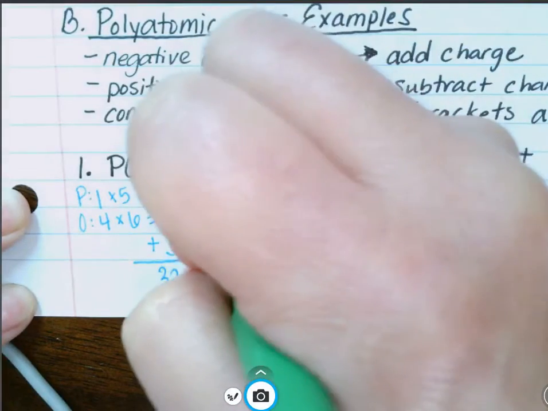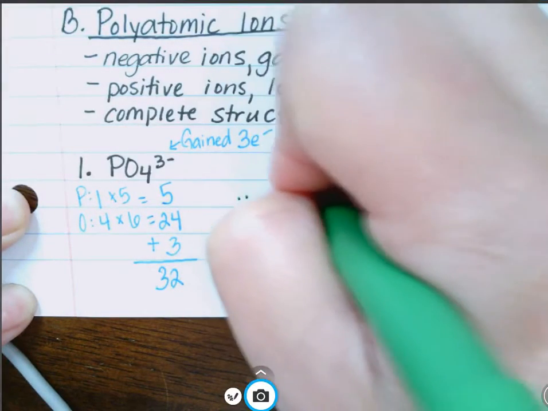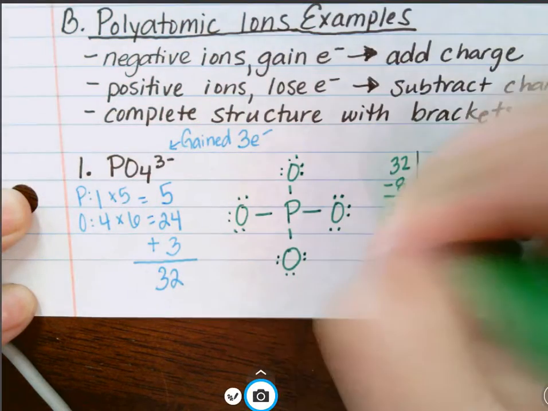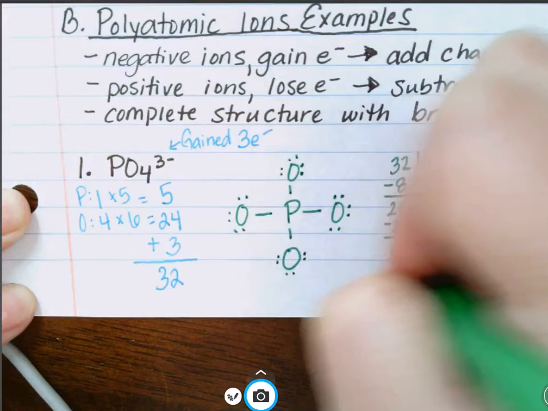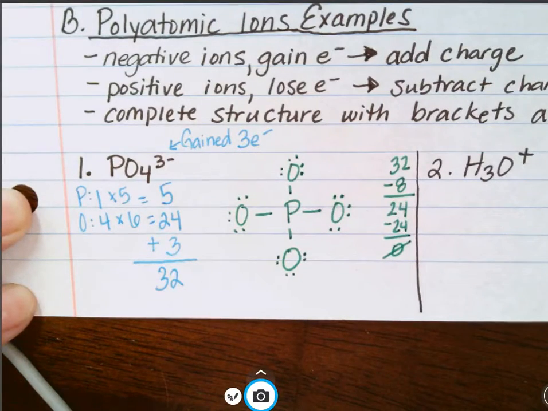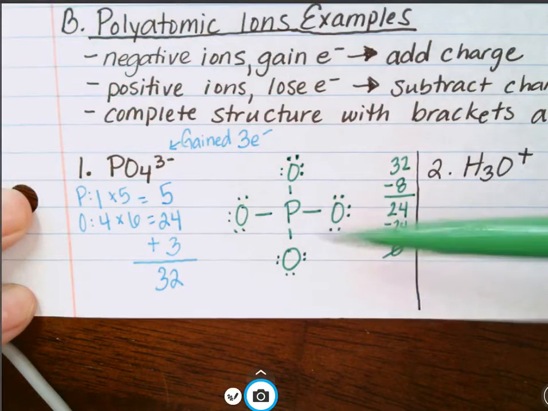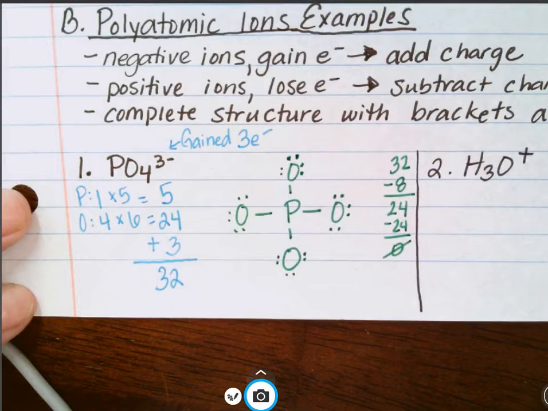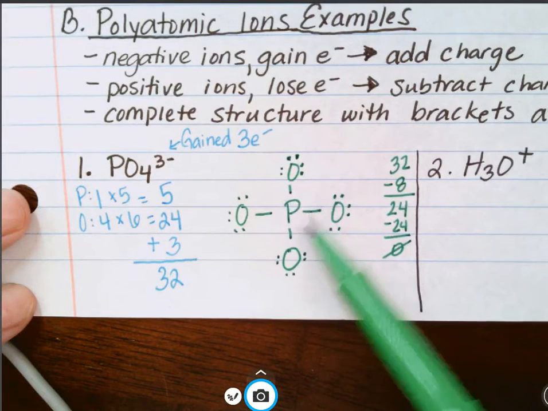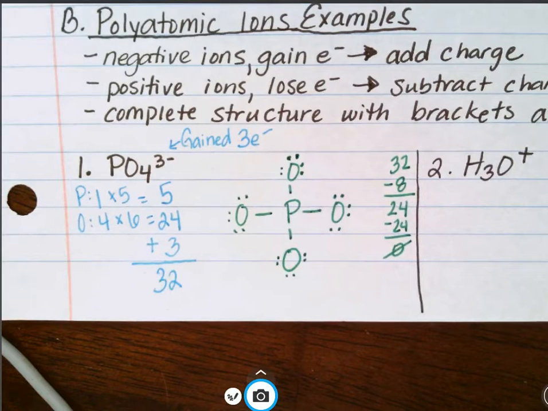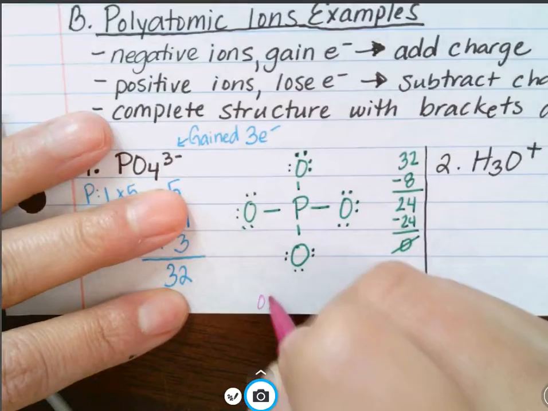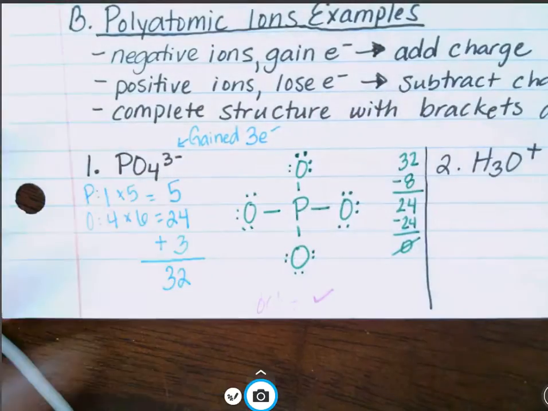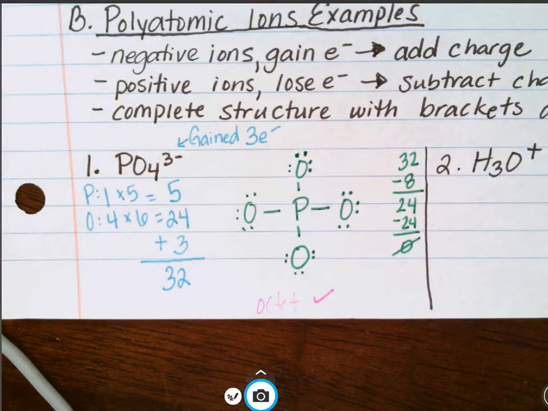Make sure you figure that out before you start doing this. And you probably want to do these in pencil, so that if you make a mistake, you can erase and not have to start over. Okay, so I have 0 left over to put on the central atom. I'm going to check this for an octet. Each one of my oxygens has an octet. So does the phosphorus. It's got 2, 4, 6, 8. So I'm just going to write on the bottom, octet, check. All right, I'm almost done.